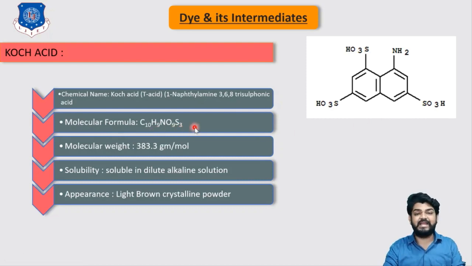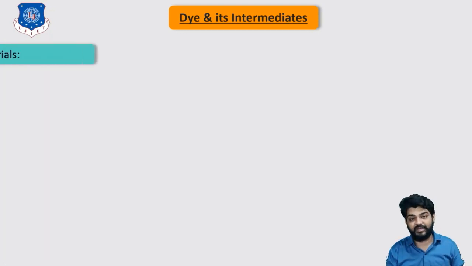Now coming back to the properties of Koch acid, its molecular formula is C10H9NO9S3. It has a molecular weight of 383.3 grams per mole. It is very much soluble in dilute alkali solutions, and its appearance is light brown crystalline powder. So these were all the properties of Koch acid which can be asked in 1 mark MCQ questions or even different competitive exams.